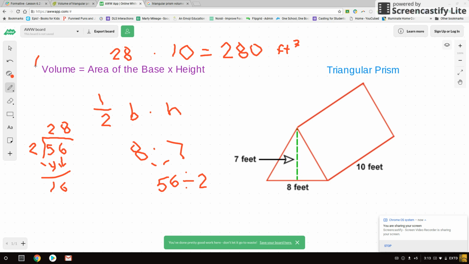But what you're going to want to know is whenever we find the volume of a prism, which we're going to do a few times over the next few days, you take the area of that base first, whatever shape it is, and then multiply it by the height.